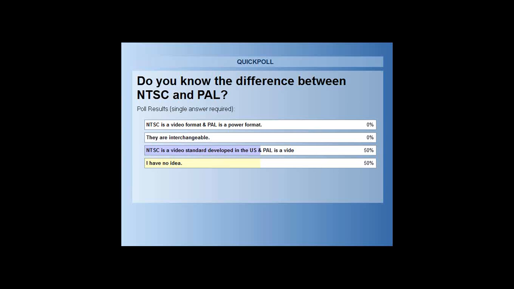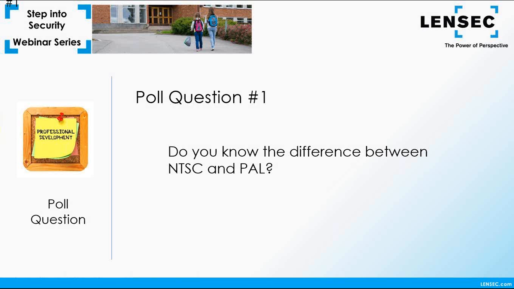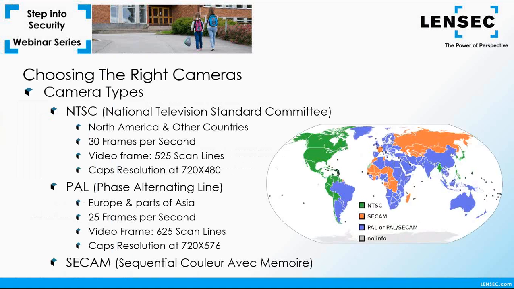Okay. Looks like half and half, 50% just weren't sure, and 50% have answered correctly. So NTSC is a video standard developed in the U.S., and PAL was developed overseas. Analog cameras provide video to display or a recording solution at a limited resolution. The standard set forth by NTSC limits cameras to 720 by 480, otherwise known as D1 resolution.